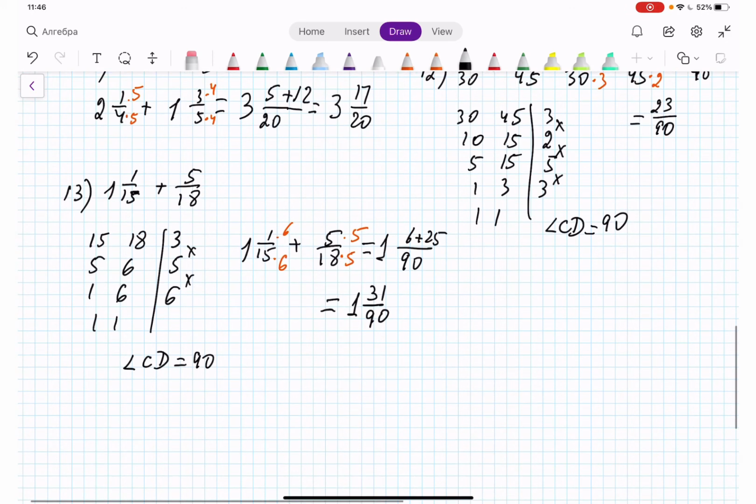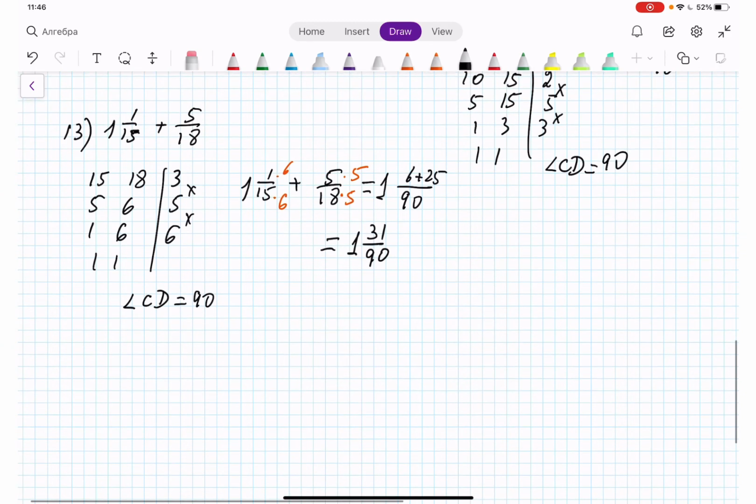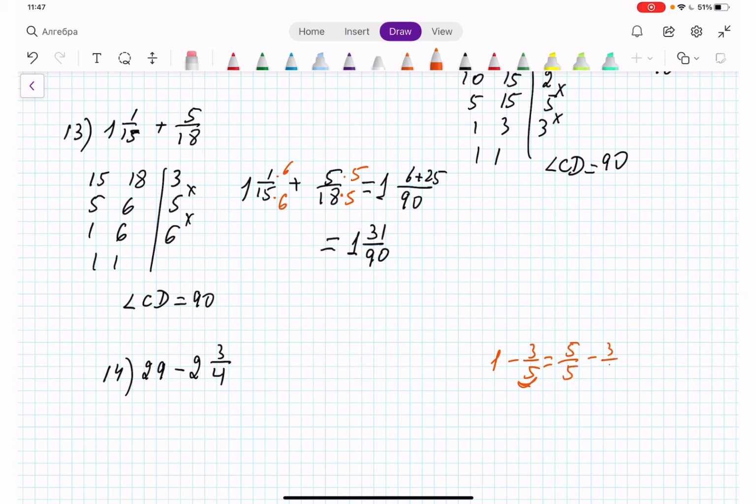All right. This is an interesting one, number 14. I'll show you an easy way. 29 minus 2 and 3/4. Here is the thing. Let's say you do 1 minus, I'm doing drafting. Let me change the color so you will see it's a drafting. 1 minus 3 over 5. Since my denominator here is 5, 1 I'm representing as 5 over 5. And minus 3 over 5, it's going to be 2 over 5.